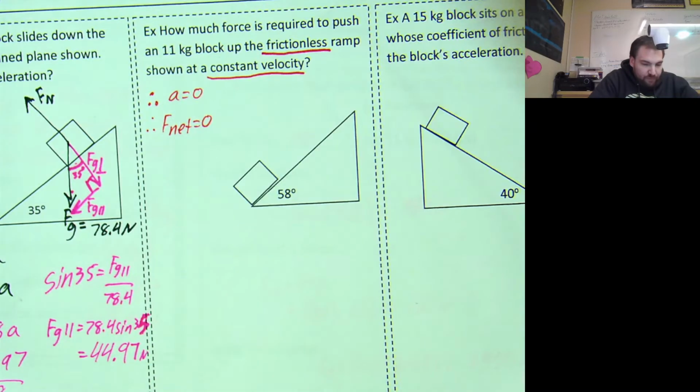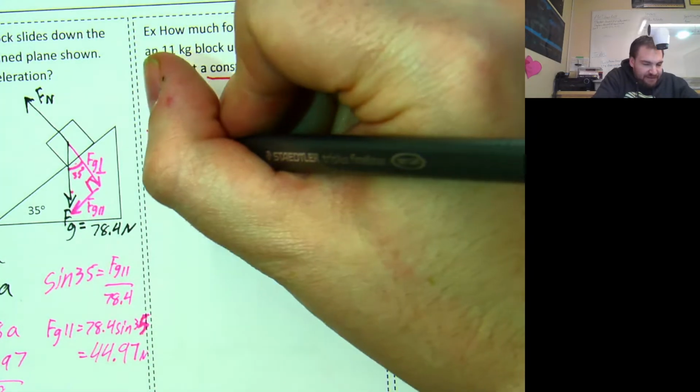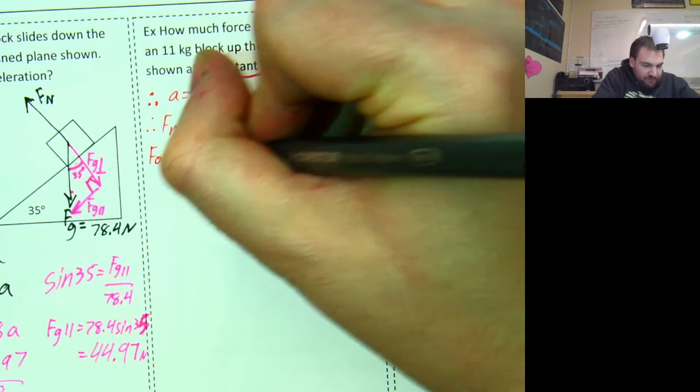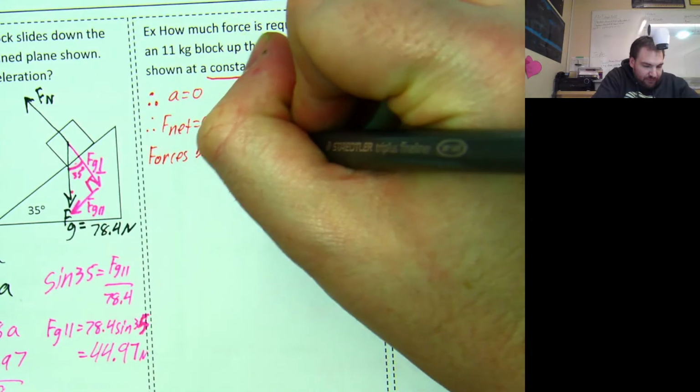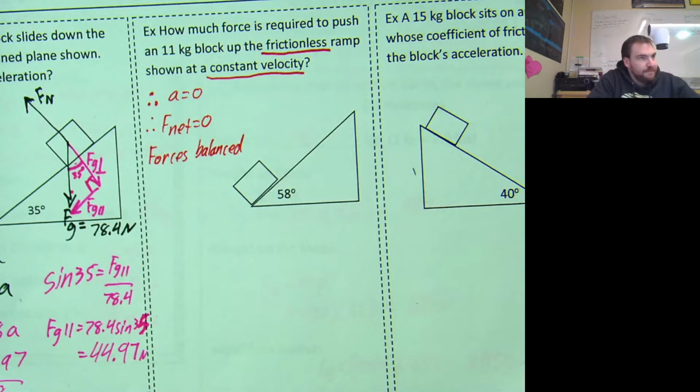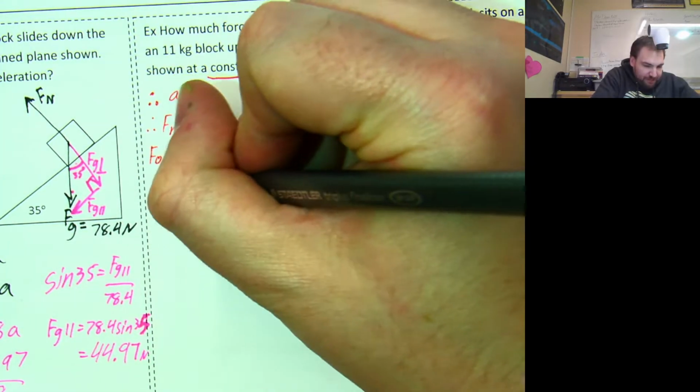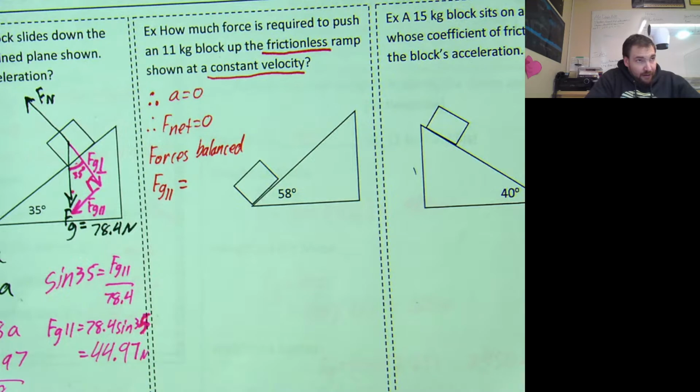It's the balance going up. Which means the forces are balanced. What forces? Gravity, or the parallel force and friction. Fg parallel has to equal. We're on a frictionless ramp.